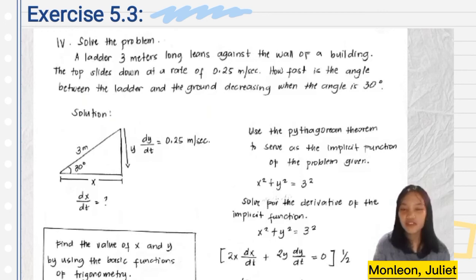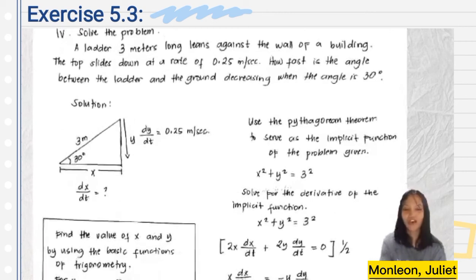So in the given problem, we have x squared plus y squared is equal to 3 squared. Then, since it is an implicit function, we will solve for the derivative of an implicit function. So in solving an implicit function, we will find the derivative of each term, then multiply it by 1/2. So the derivative of x squared is equal to 2x by using the power rule, and the derivative of y squared is equal to 2y by using again the power rule. And the derivative of a constant is always equal to 0.